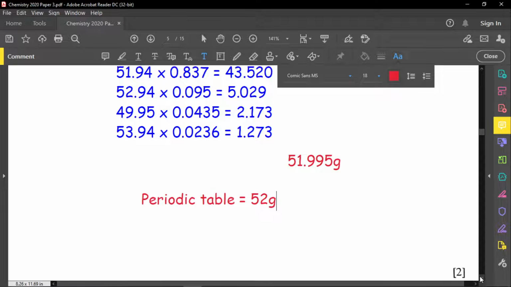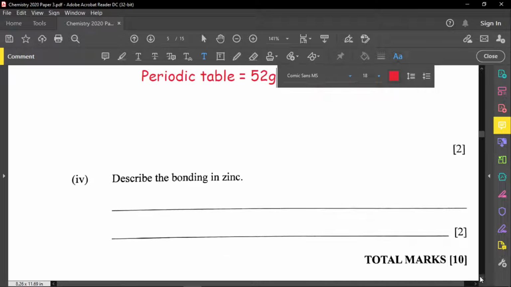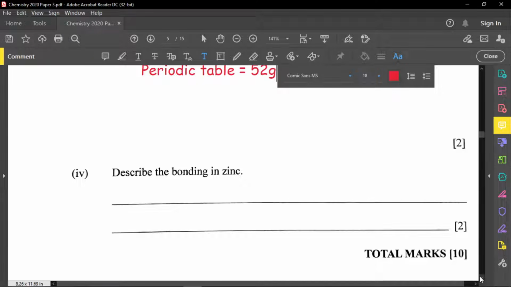Now let's go to the next part of the question. Describe the bonding in zinc. Zinc has a metallic bond. So I'm going to say metallic bond first. It forms a metallic bond.